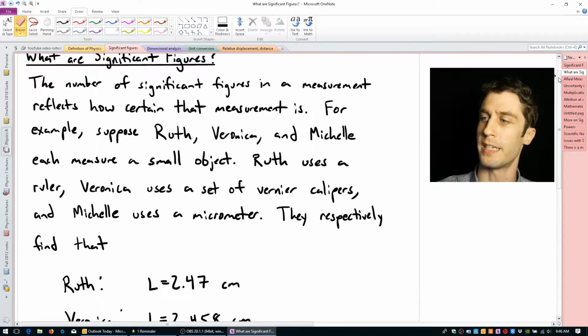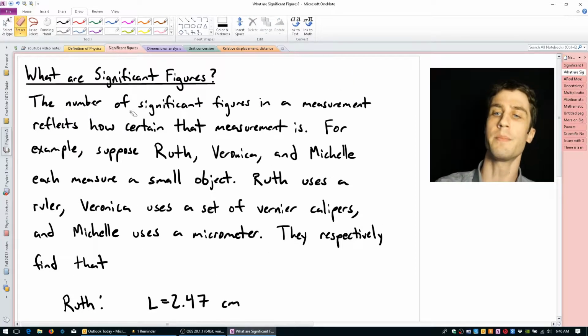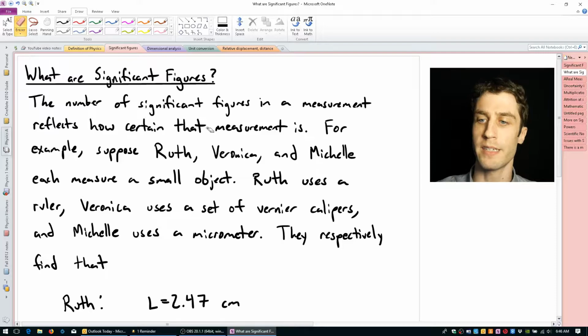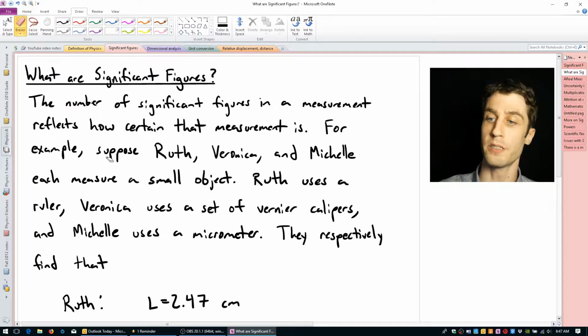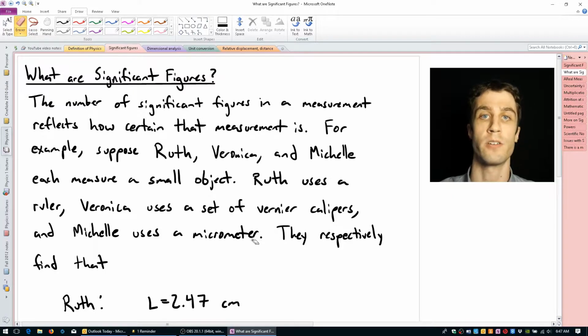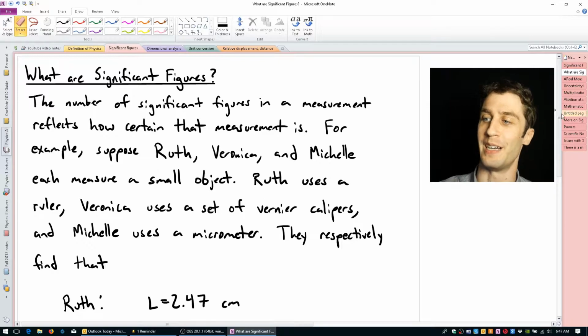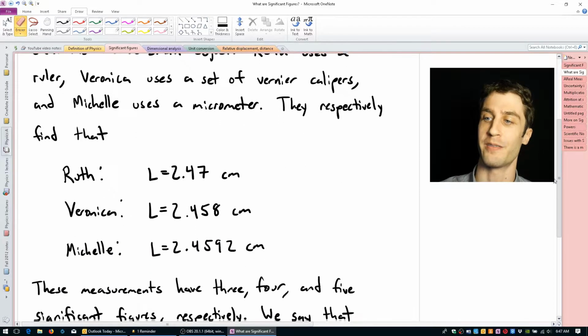All right, so what are significant figures? The number of significant figures in a measurement reflects how certain that measurement is. So if a number has more significant figures, it's known to a greater precision or greater certainty. For example, suppose Ruth, Veronica, and Michelle each measure a small object. They're all measuring the same object. Ruth uses a ruler, Veronica uses a set of vernier calipers, and Michelle uses a micrometer. You don't need to know what vernier calipers or a micrometer are. Just know that they're used for measuring lengths.